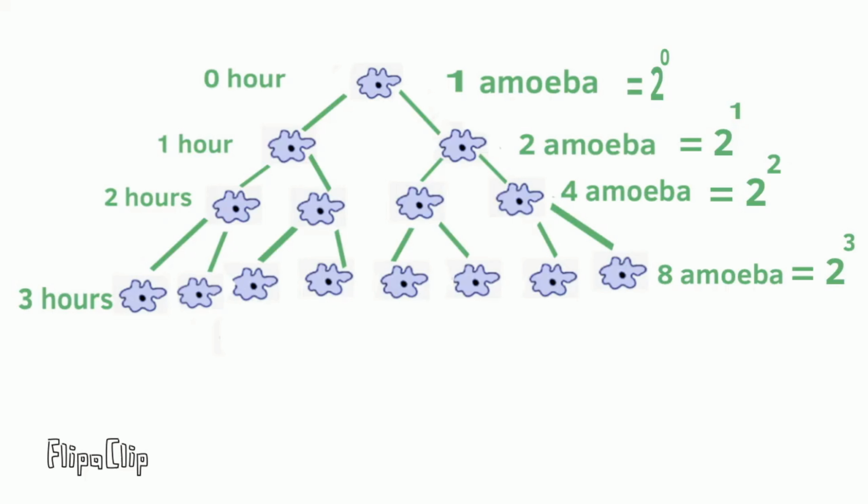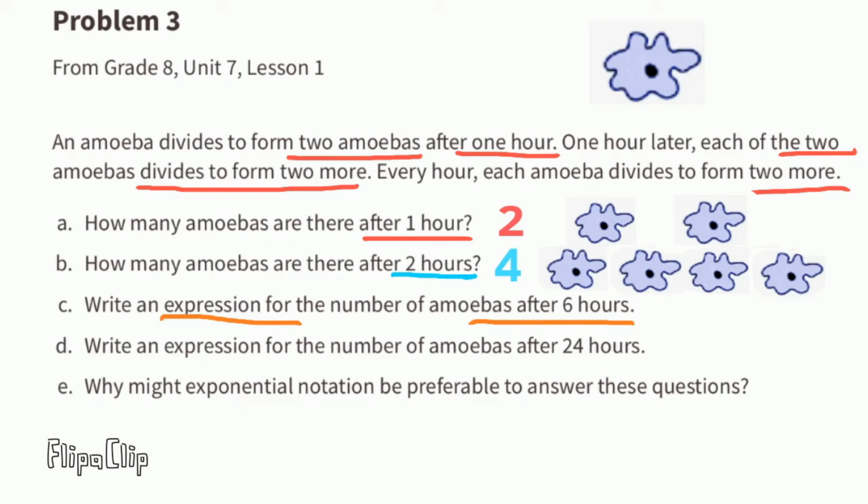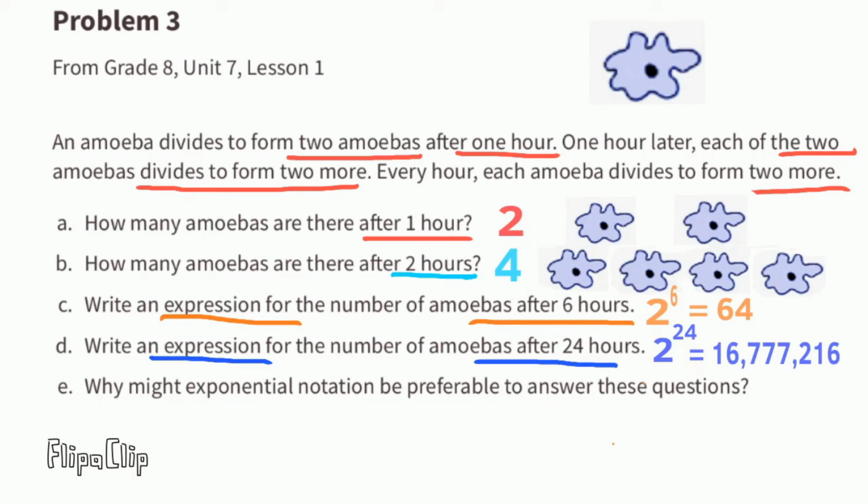I can continue to follow this pattern, and after 6 hours, the expression would be 2 to the power of 6. And 2 to the power of 6 is 64. So the number of amoeba after 6 hours would be 64. D. Write an expression for the number of amoeba after 24 hours. I'm going to continue with this pattern, and the expression will be 2 to the power of 24. And 2 to the power of 24 is 16,777,216.